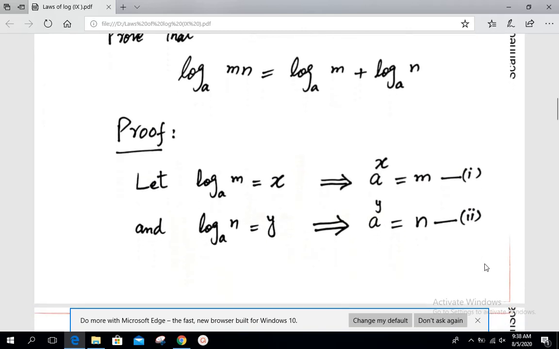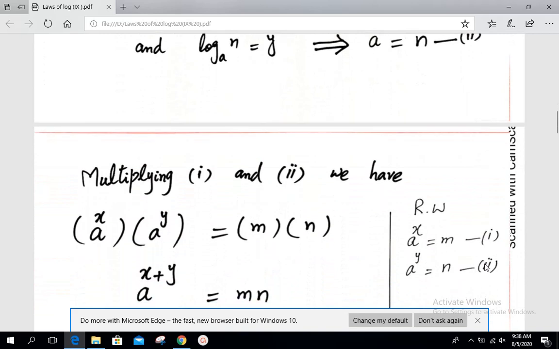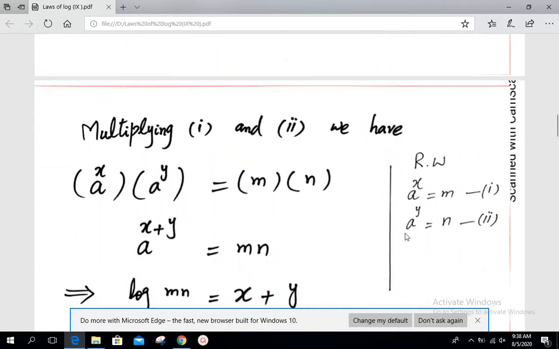Multiplying both the equations, viewers, equations multiplication means left hand side will be multiplied with left hand side, right hand side will be multiplied with the right hand side. You can observe the same. A power x multiplied by a power y becomes m multiplied by n. Here the basic rule, you know, bases are same, so the exponents will be added. So upon base a you have x plus y is equal to same m into n. Now observe, this is exponential form.